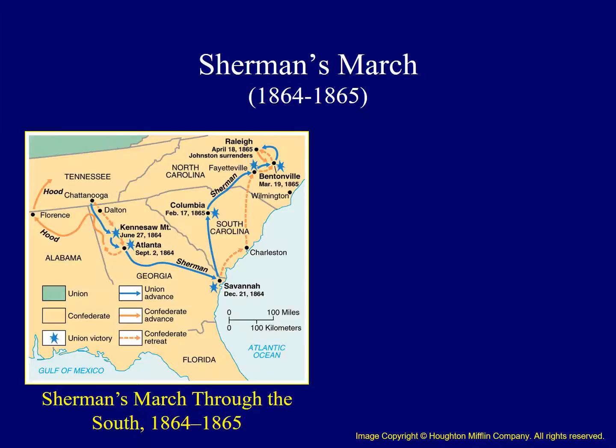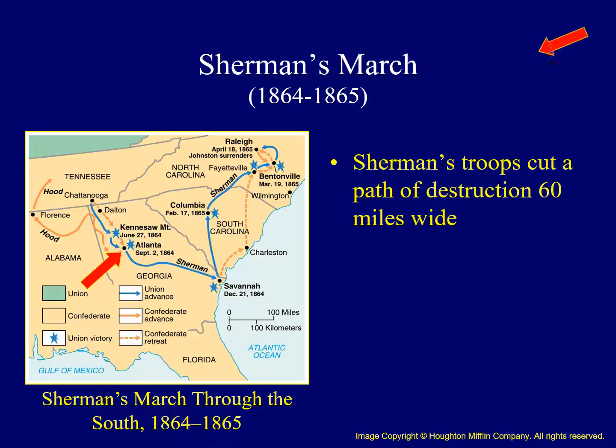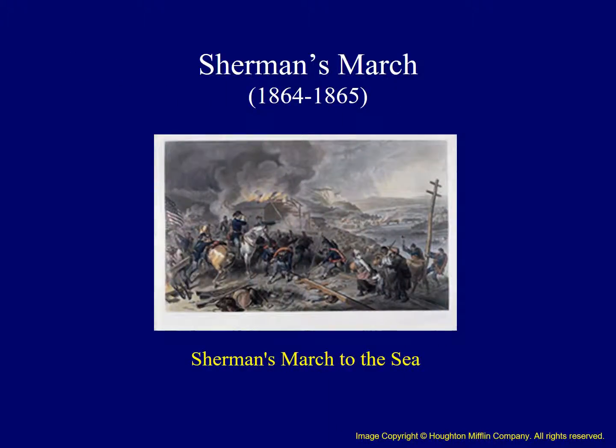Following Lincoln's victory, Sherman took the war home to the civilian population of Georgia as he cut a path of destruction 60 miles wide all the way to Savannah at the rate of 10 miles per day. As shown in this image, Sherman undertook his March to the Sea to break the South of its will to fight.